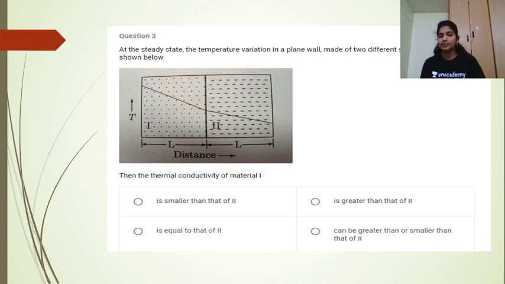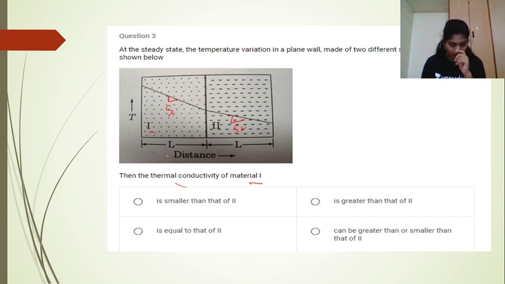So here we have, at steady state, the temperature variation in a plane wall which is made of two different solids 1 and 2 as shown below. We have this condition where the temperature gradient in the first wall is shown with slope, let us suppose slope s1, and here the slope is s2. This is a rectangular slab and they are of the same length L. So the thickness of the slabs is the same, but what do we want? We want to compare the conductivity of material 1 and 2 with respect to the graphs that they have given.